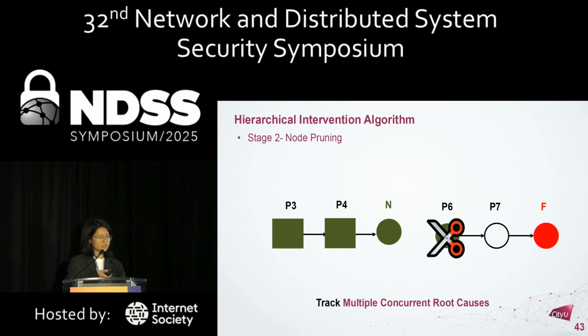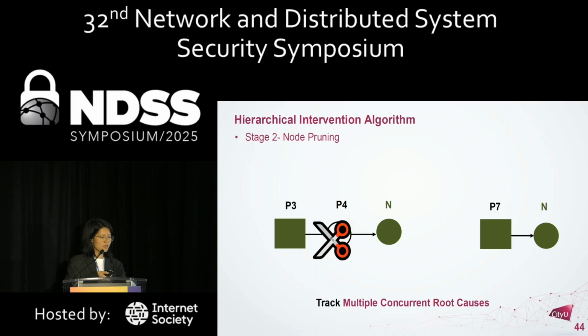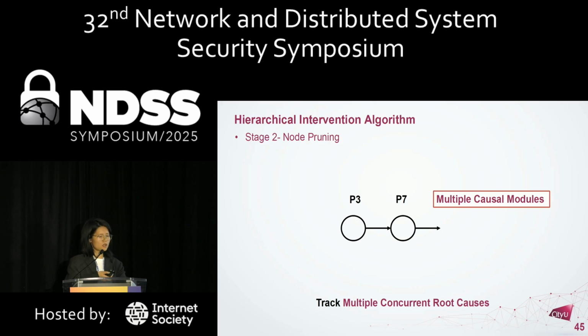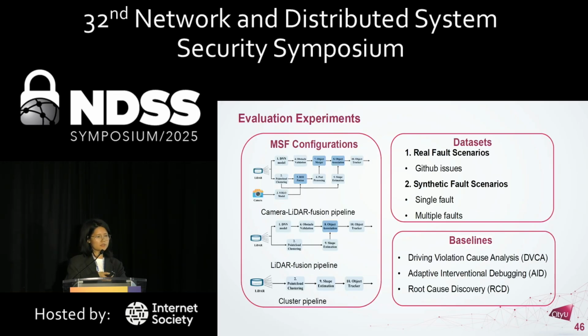So we split it into two parts and perform the interventions and prune the irrelevant modules individually. And finally, we can get the multiple causal modules. Then I would like to introduce our evaluation experiments.